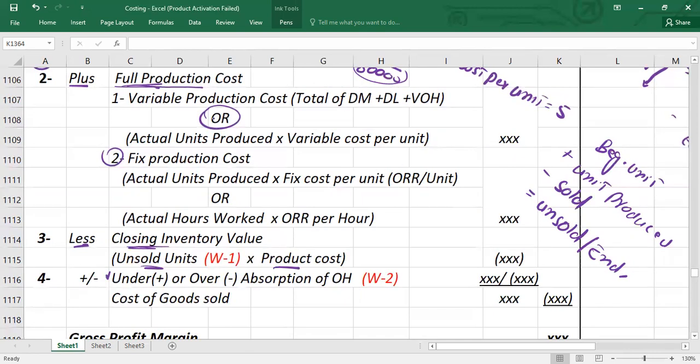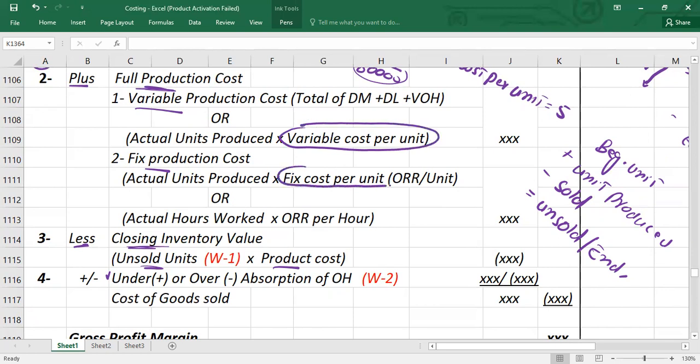Product cost means, if you look at the production cost, we have two types, variable and fixed. If you take variable cost per unit plus fixed cost per unit, if you add these two costs, this is called your product cost under absorption costing.